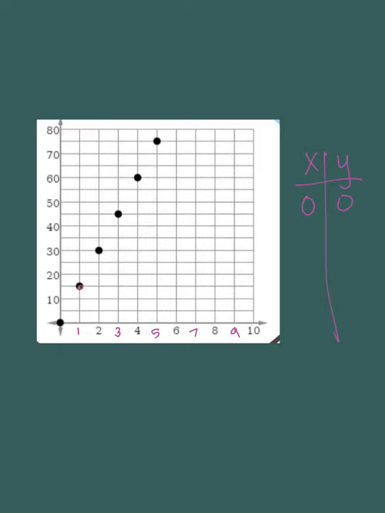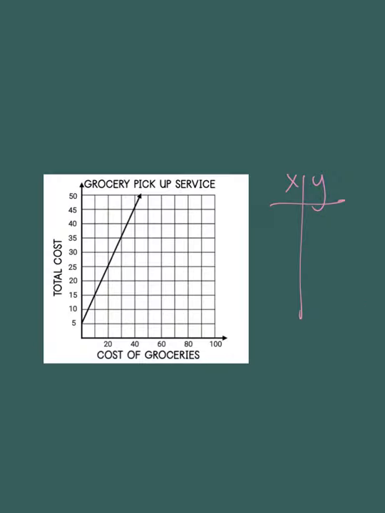So this coordinate right here would be 1, 15, then 2, 30, then 3, 45. So from there, I can figure out what this would be. What am I doing each time? Well, each time I am multiplying by 15. So that means my equation is going to be y equals 15x.